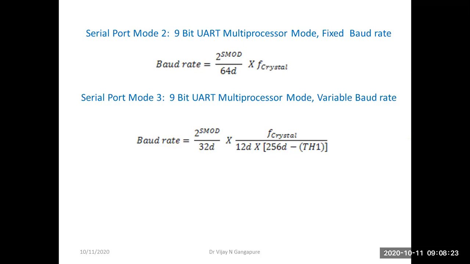For other modes the formula is given. Mode 2 and mode 3: in case of mode 2, which is a 9-bit UART multiprocessor mode with fixed baud rate. 9-bit UART means the number of data bits will be 9. It is used in multiprocessor mode, meaning an embedded system in which more than one processor or microcontroller is involved. In that case 9 data bits will be transmitted or received. Out of these 9 bits, 8 bits we have to load in SBUF, and the ninth bit in case of transmission will be TB8.